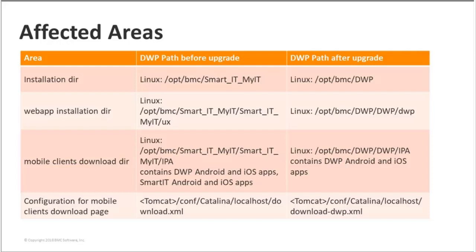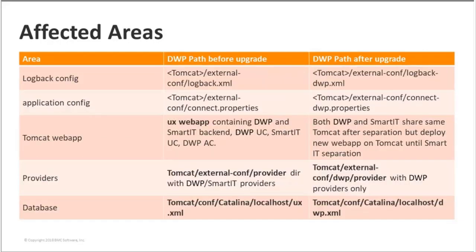Let's look at some other affected areas. We have a few more. If you're troubleshooting any issue with Digital Workplace, you often update the logback XML to set the log to, let's say, debug for the entire application or for a selected package. You used to do that in the logback.xml file. Now we have updated that path, and we have a new name for it called logback-dwp.xml.